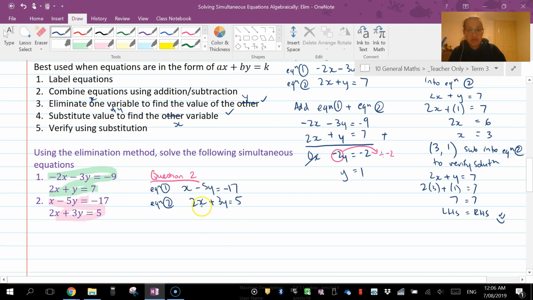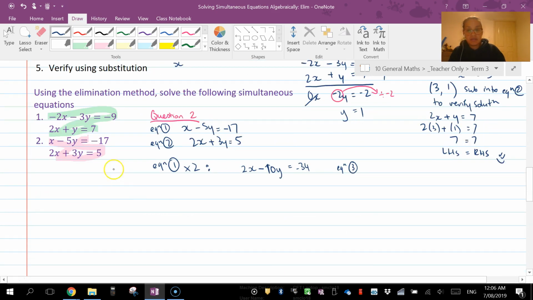I cannot combine these ones, but what I'm going to do is multiply equation 1 by 2. And if I do that, I take all of this and I have 2x minus 10y equals 17 doubled, which is negative 34. So that now becomes equation 3.